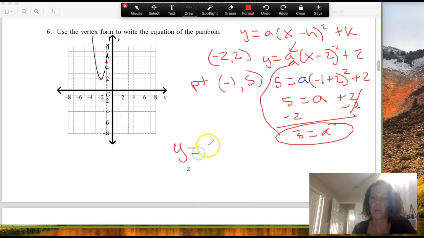Now I have everything I need to write this parabola. y equals 3 times (x plus 2) squared plus 2. So my graph shifts to the left 2, up 2, and it stretches by a factor of 3. So if it hadn't stretched, it would have been a fatter one, a little bit fatter. Okay, on to the next.